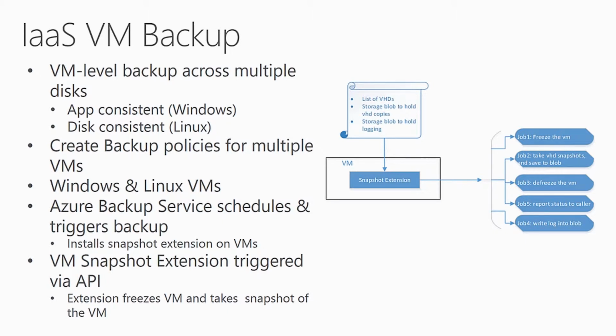This is all done through an API snapshot extension. As we can see in the process on the right here, we're actually going to go ahead and freeze the VM first, take a VHD snapshot and save that to a blob, defreeze that virtual machine, report the status to the caller service, and then write that log into blob. This is all done behind the scenes without ever having to take any of these services offline, and it's much more efficient than the previous Azure backup processes.